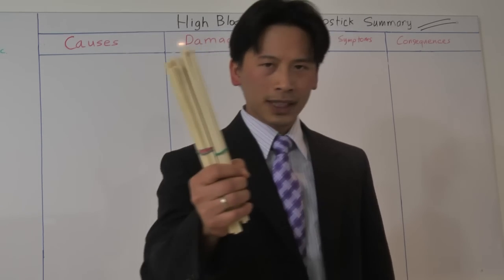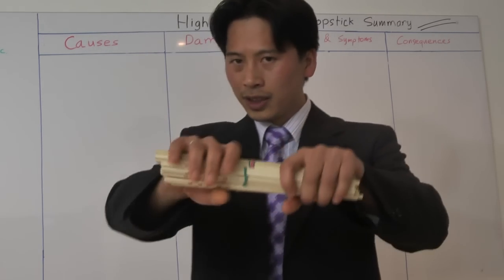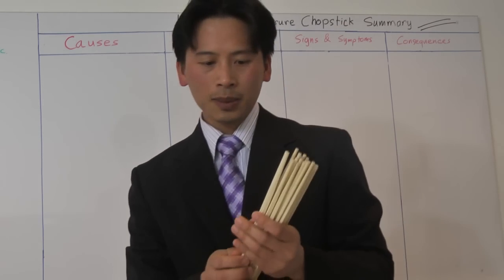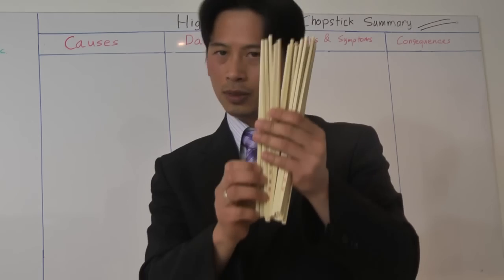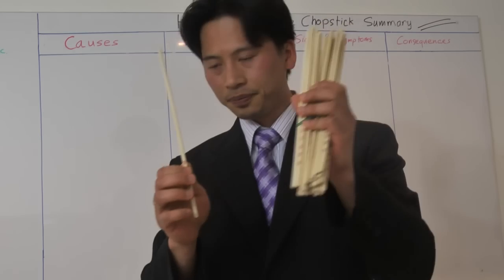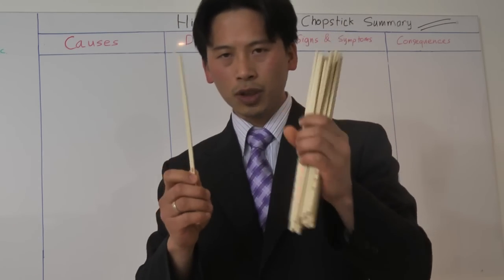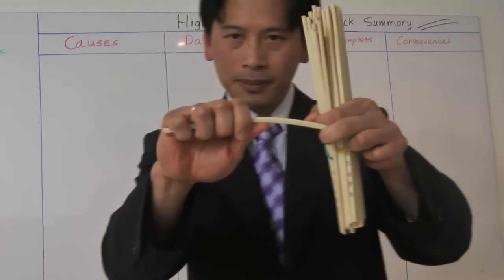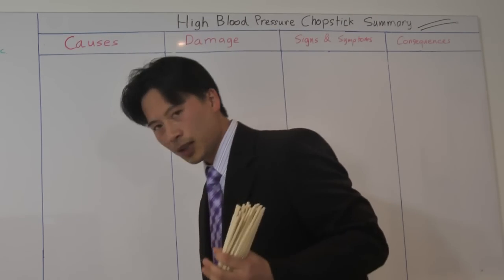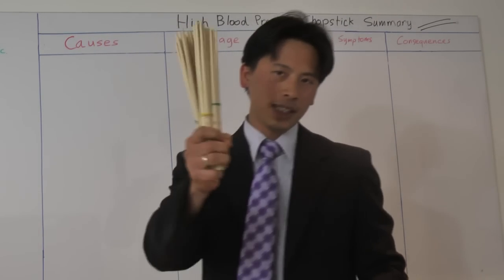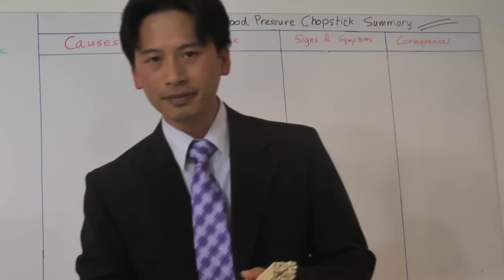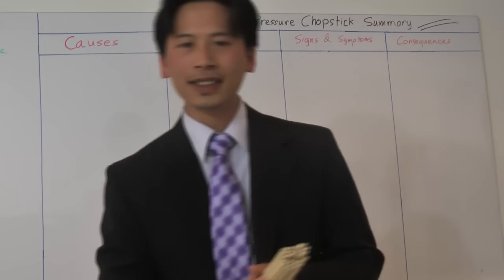With a bunch of chopsticks, I cannot break the whole bunch at once, but if I split the problem out into smaller problems, if I split the chopsticks into individual chopsticks, I can break them one by one. And eventually I'll be able to break the whole bunch of chopsticks in half. Can we do the same with high blood pressure? Let's try and do that.